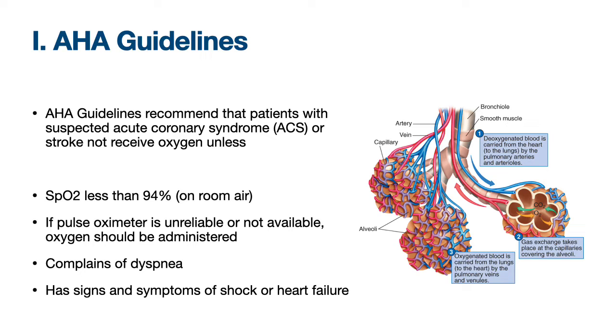AHA guidelines recommend that patients with suspected acute coronary syndrome, ACS, or stroke do not receive oxygen unless SpO2 is less than 94% on room air. If the pulse oximeter is unreliable or not available, oxygen should be administered. The patient complains of dyspnea or has signs and symptoms of shock or heart failure.